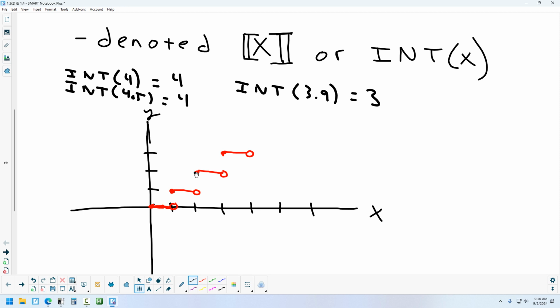Then all of a sudden you get to 3, and it jumps up. So the reason I use the open circle and closed circle on that graph is because the closed circle includes the value. The open circle, like right when you get to 2, you're not on this line. You've jumped up to the top one. And sometimes it's called a step function because it kind of looks like a series of steps.